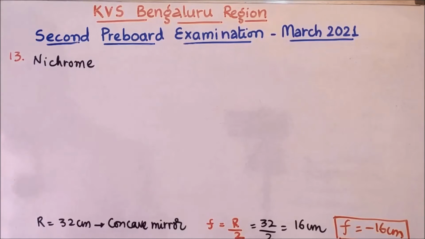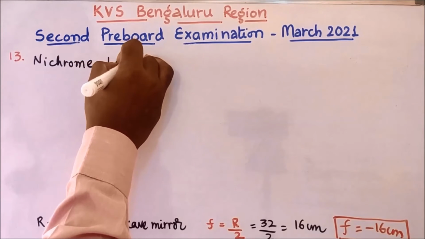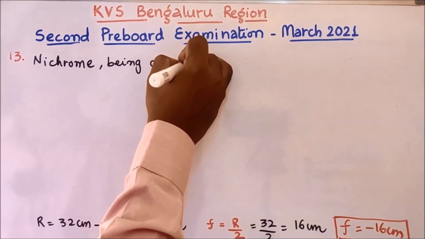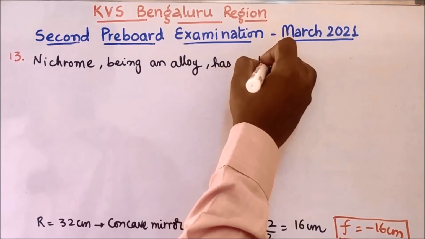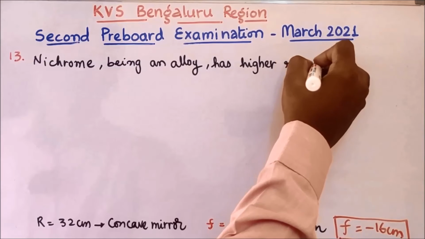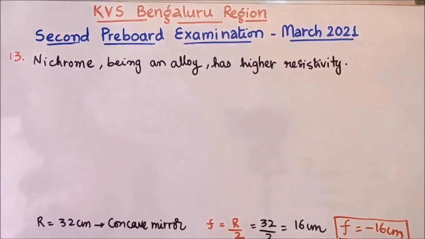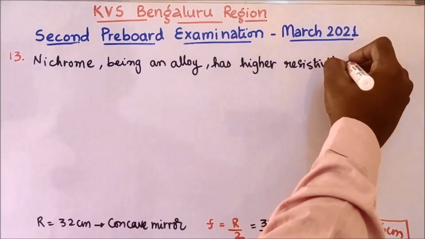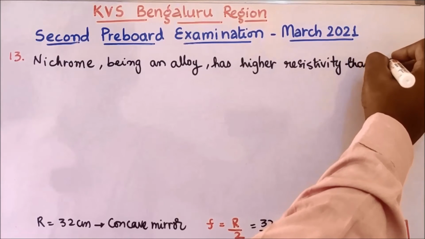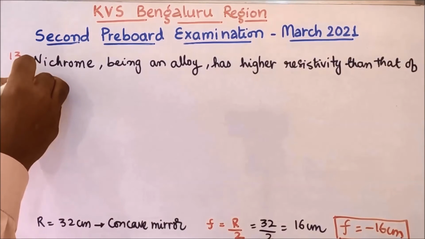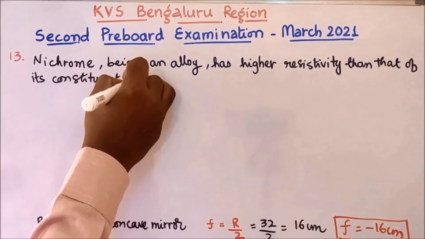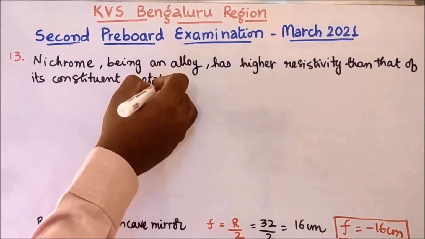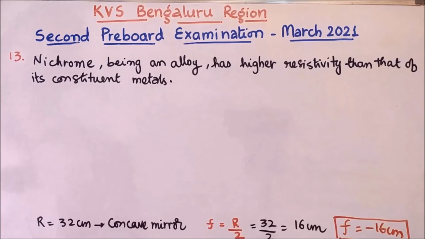So first thing, nichrome being an alloy has higher resistivity. So more resistance, more heat than that of its constituent metals. This is the first reason.